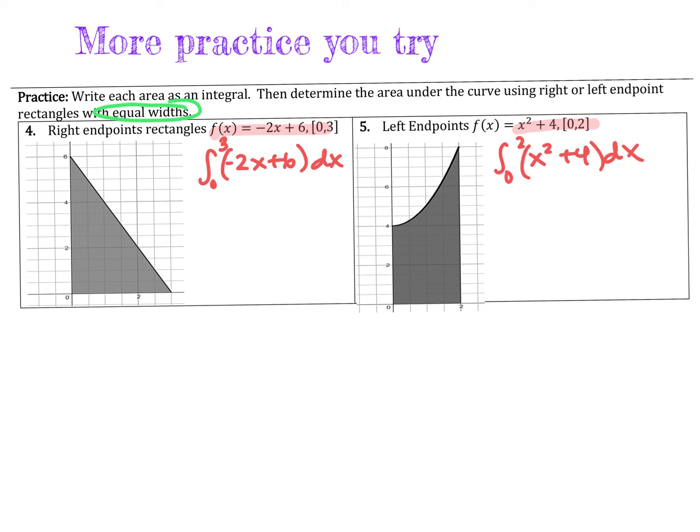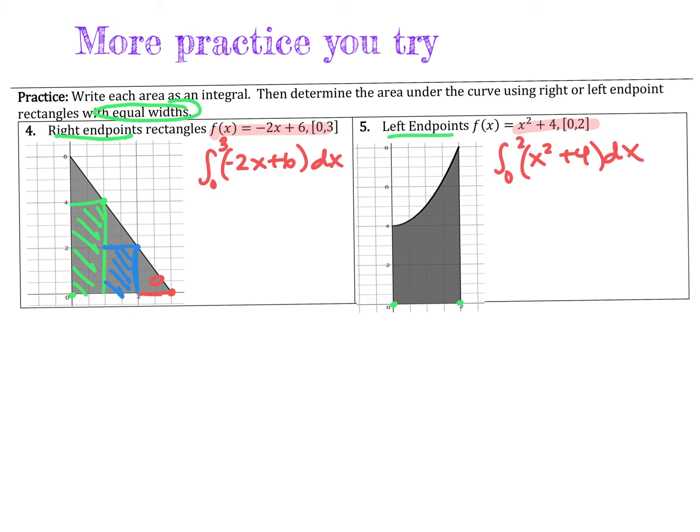So over here we're going from 0 to 3, and you're looking for rectangles that have equal widths. Over here we're going from 0 to 2, and you're looking for rectangles that have equal widths. And then this is asking you for right endpoints, and this is asking you for left endpoints. So go ahead and pause the video and work through those on your own.